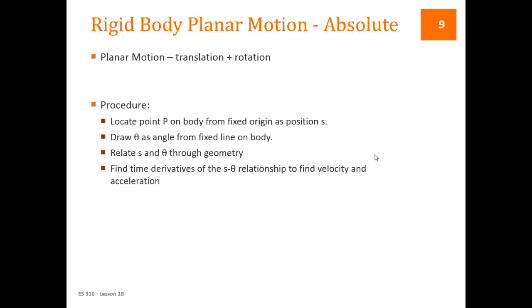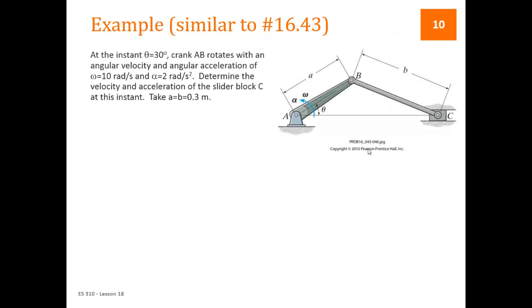To solve these types of problems, we're going to pick some point on our body. Sometimes that point's given, sometimes we just pick it, and give some information about that point relative to some fixed origin. So that's our position S. Then we have an angle also drawn to a fixed line on our body from a reference, and through the geometry of our body we can relate S to theta. And then we can take time derivatives of this relationship to find velocities, accelerations, angular velocities, and angular accelerations. So this will make more sense through an example.